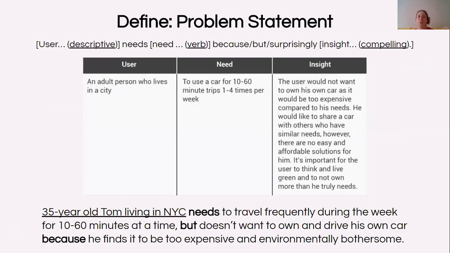So I wrote down a problem statement following the description above: user, need, insight. So it says, 35-year-old Tom living in New York City, that's my user, needs to travel frequently during the week for 10 to 60 minutes at a time. So sort of a mid-length travel distance based in a city, but, or because, he doesn't want to own and drive his own car, because he finds it to be too expensive and too environmentally bothersome. So that is how a problem statement is written, based on what you heard from the insights you received.